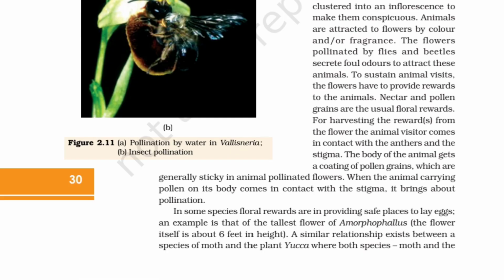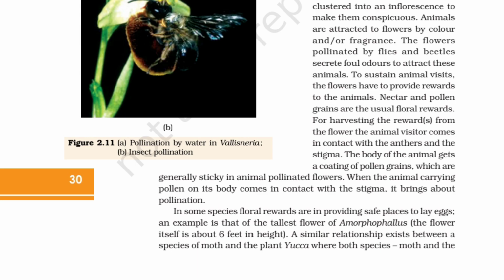Animals are attracted to flowers by color and/or fragrance. The flowers pollinated by flies and beetles secrete foul odors to attract these animals. To sustain animal visits, the flowers have to provide rewards to the animals. Nectar and pollen grains are the usual floral rewards.